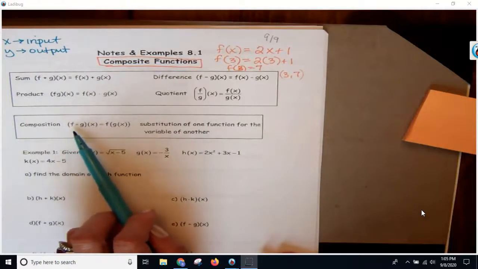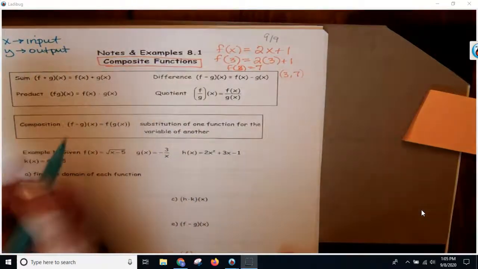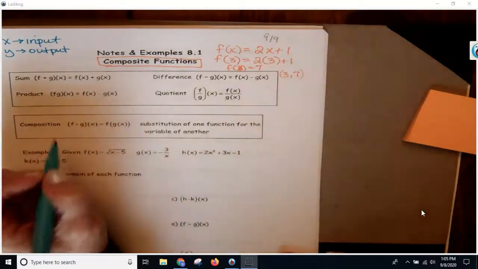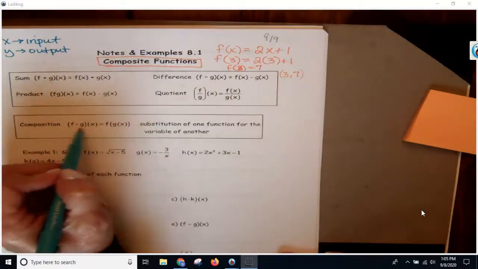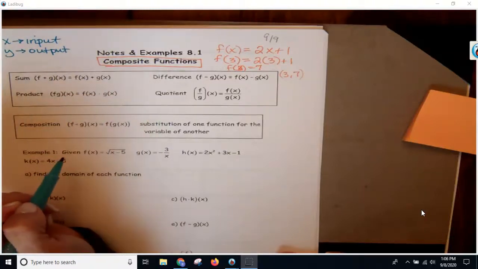Now, when we talk about the composition, if you notice, there is a small little circle there. This just means f of g of x. It can be written either way. These are synonymous.